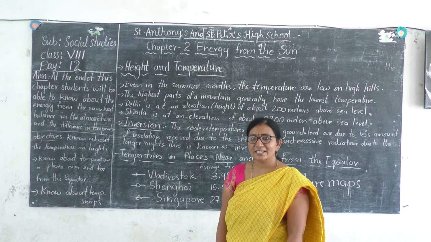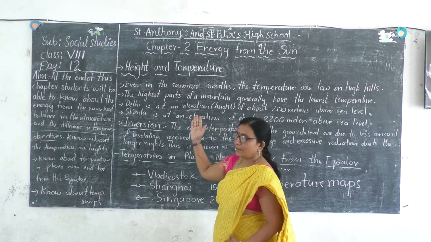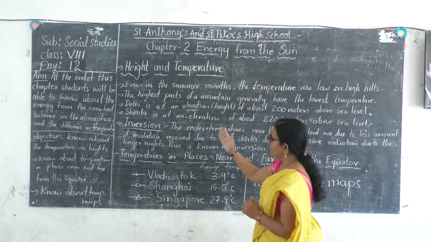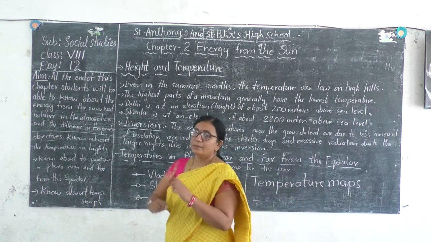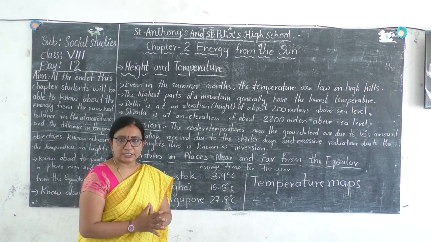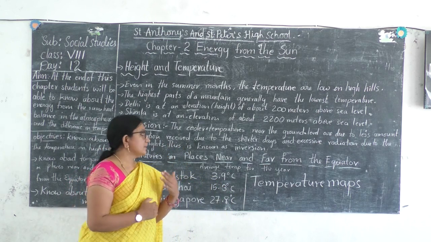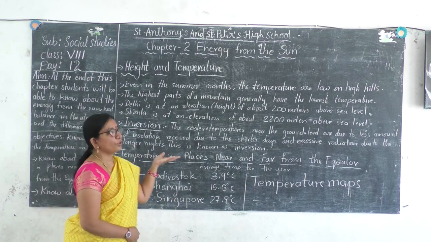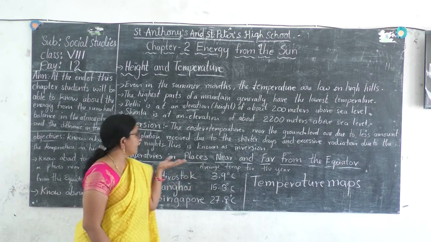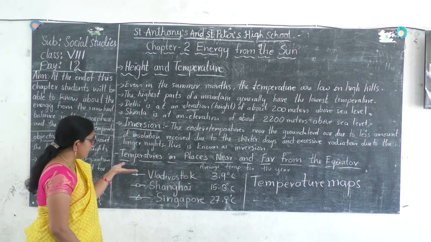In the last class I explained how to make graphs of different places, like Delhi and Shimla. Please note down the graph temperature readings of these places and practice how to show the maximum and minimum temperatures on the graphs. Okay, then we have covered this.